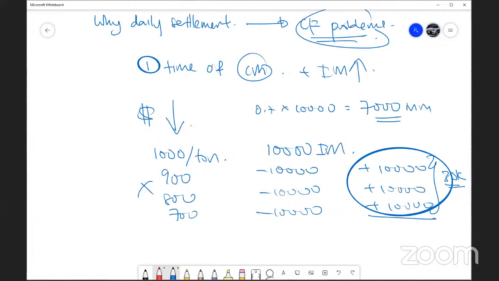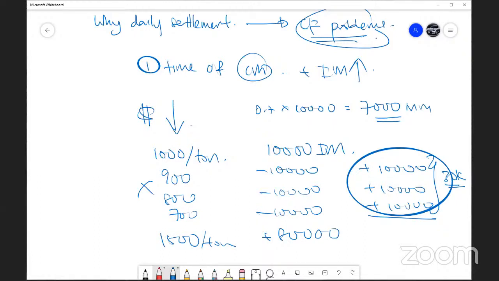Can you understand now? Maybe you need to go through these three days of suffering, then suddenly on the fifth day, the price goes back to $1,500 per ton. So 700 to 1,500 is 800. 800 times 100 is 80K. So positive 80,000. Suddenly you have an extra $80,000 in your account.